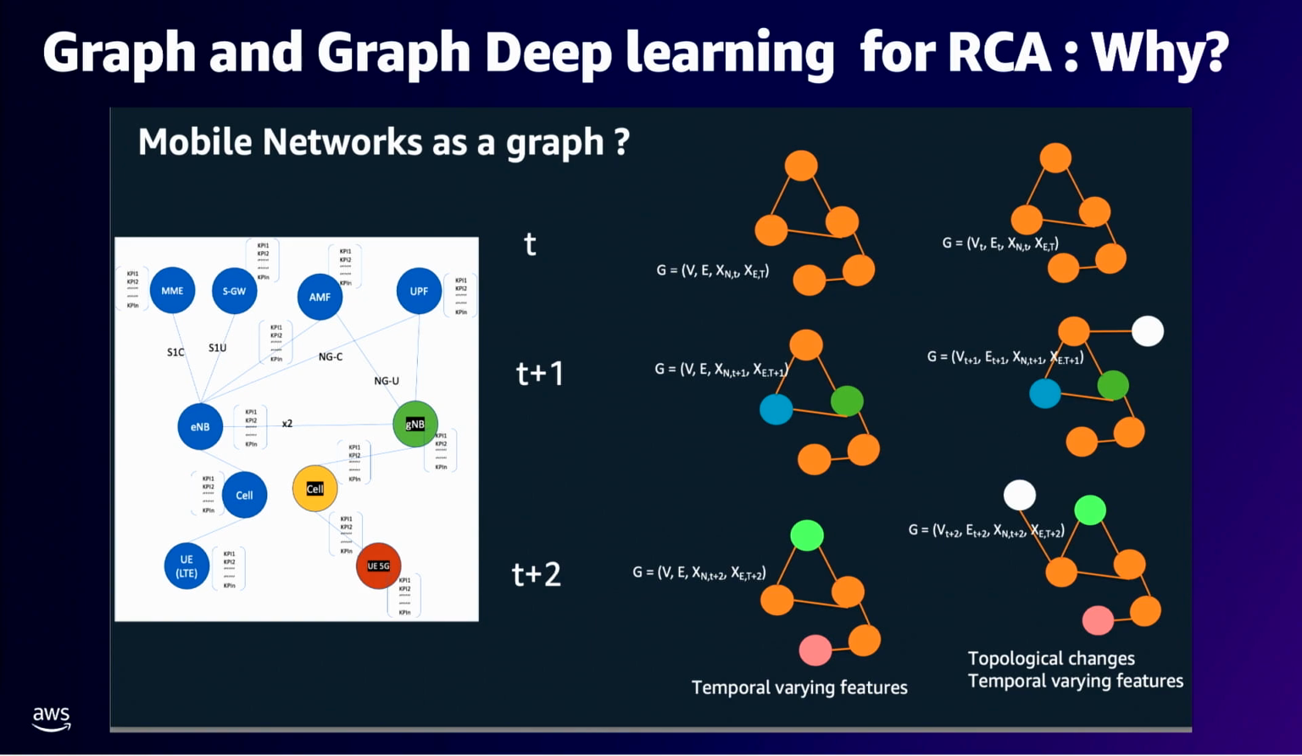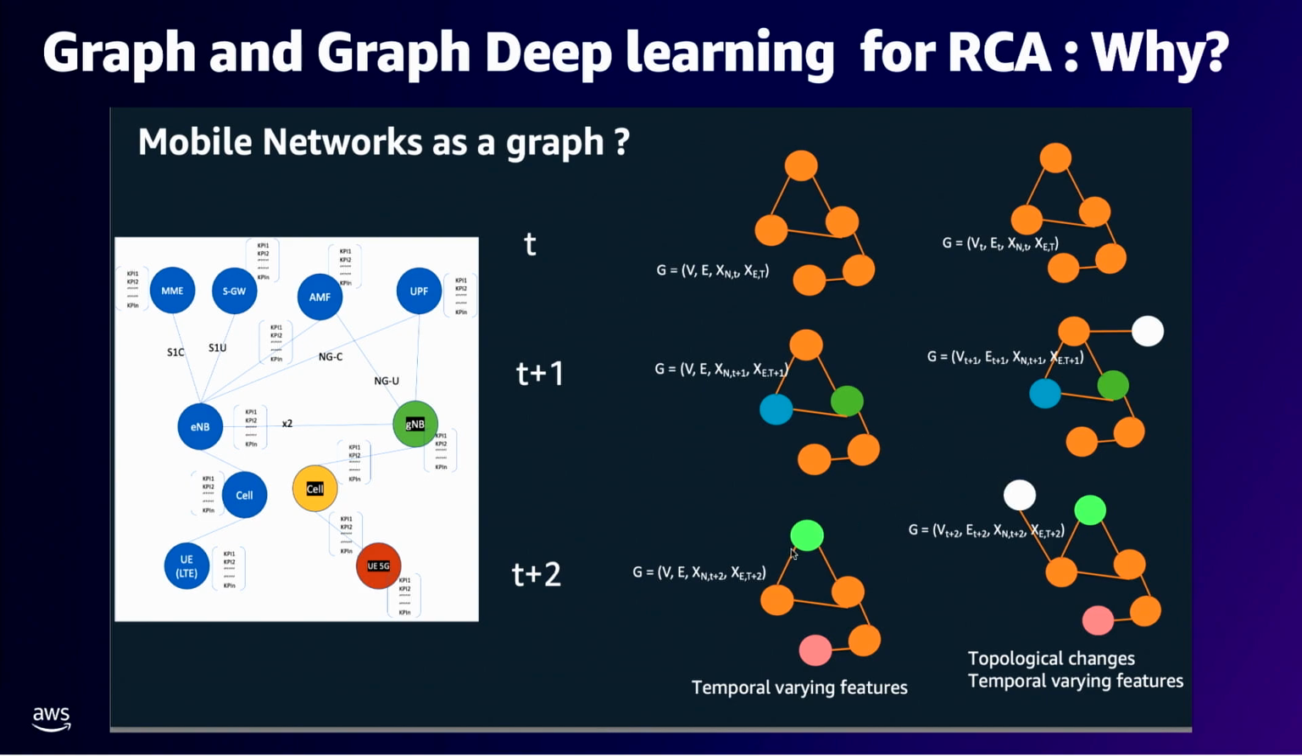Now, why graph, and why graph for the network? It's a complex problem. It's not like a social network representation as a graph. The graph for the network is evolving over time, because you have your time series, your alarms evolving over time. But you also have topological changes, because you have new network nodes, new types of subscribers, new technologies coming. So the topology is changing, but also the temporal aspects are changing.